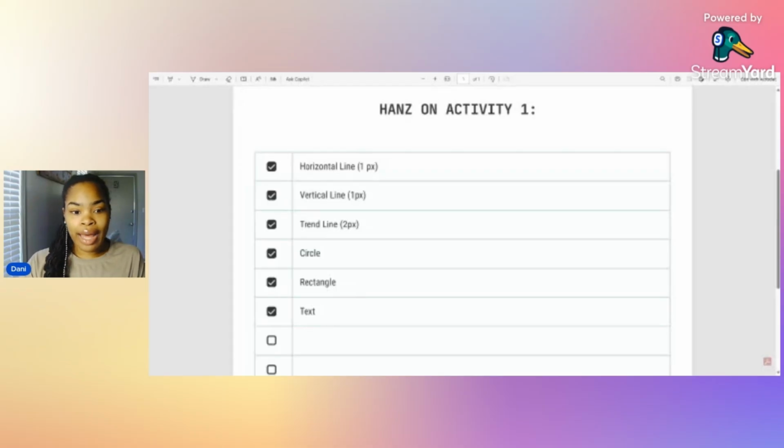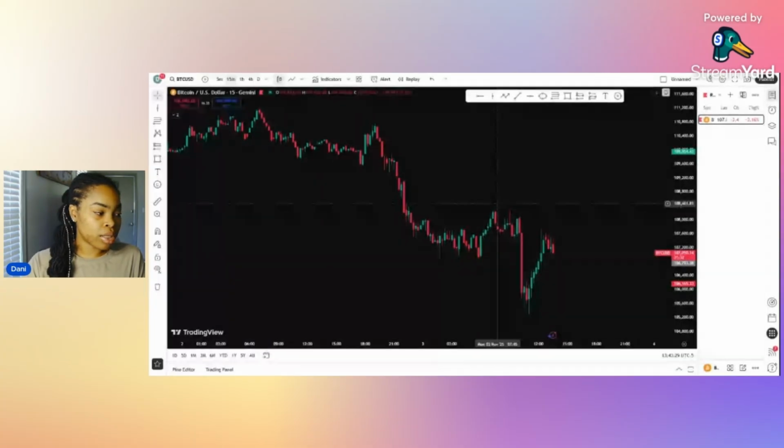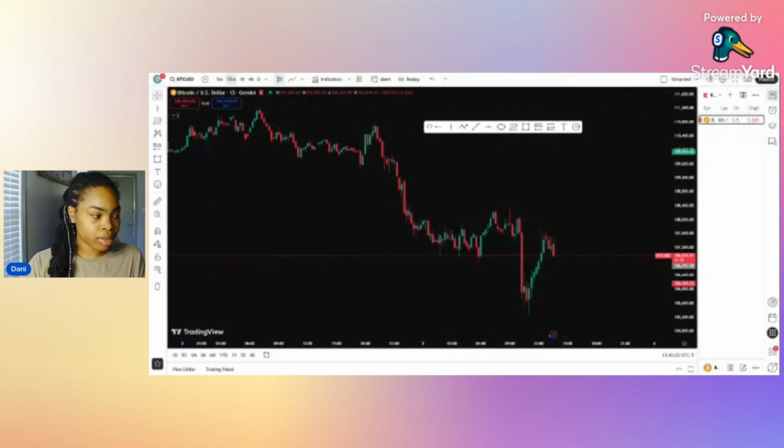If you don't know how to add your tools to your toolbox, all you're doing is just hovering over it and pressing the star, and it will automatically add onto your toolbox, which you can see here. Okay, this is my toolbox.